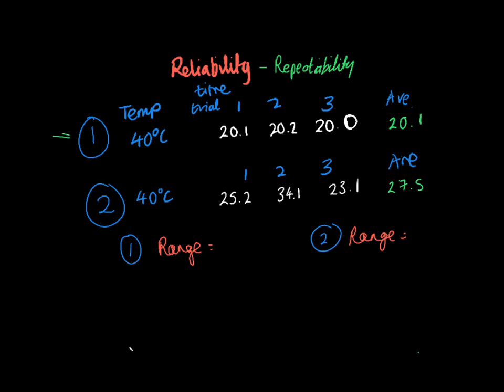For my first set of results here, you can see that when we repeated it, they were all very close together, which means that that was reliable. When we repeated it, we've got similar results, and that has a range of, now range would be the maximum minus the minimum, so this minus this, we've got a range of 0.2 centimeters cubed.